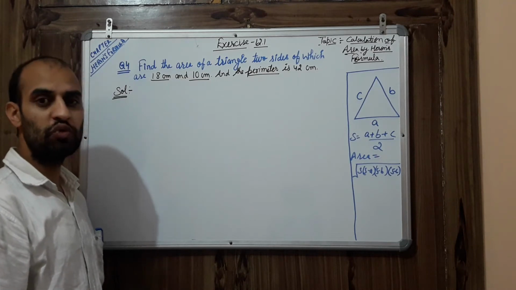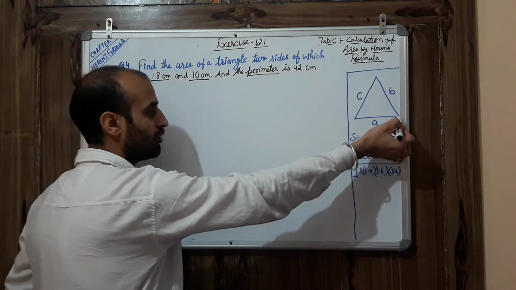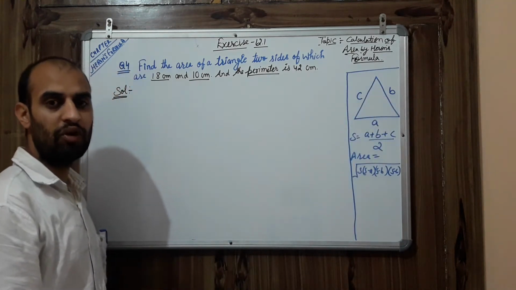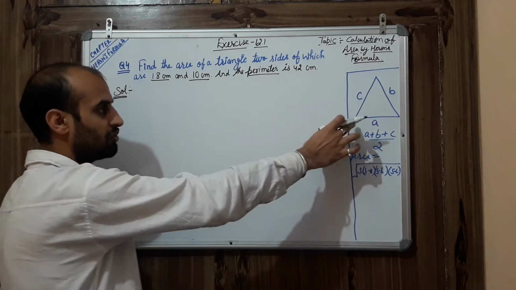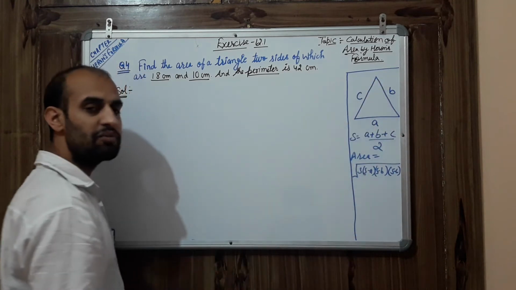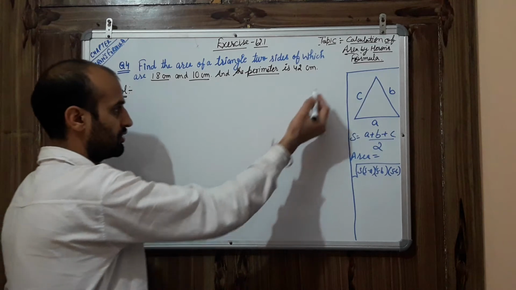So first you must know what you mean by perimeter. Perimeter is the outer measurement of any closed figure. We can say the measurement of the outer boundaries of a closed figure. So this is a closed figure, a triangle. If we are measuring all of these from outside, this is the perimeter. So let us convert this question into the form of a picture.